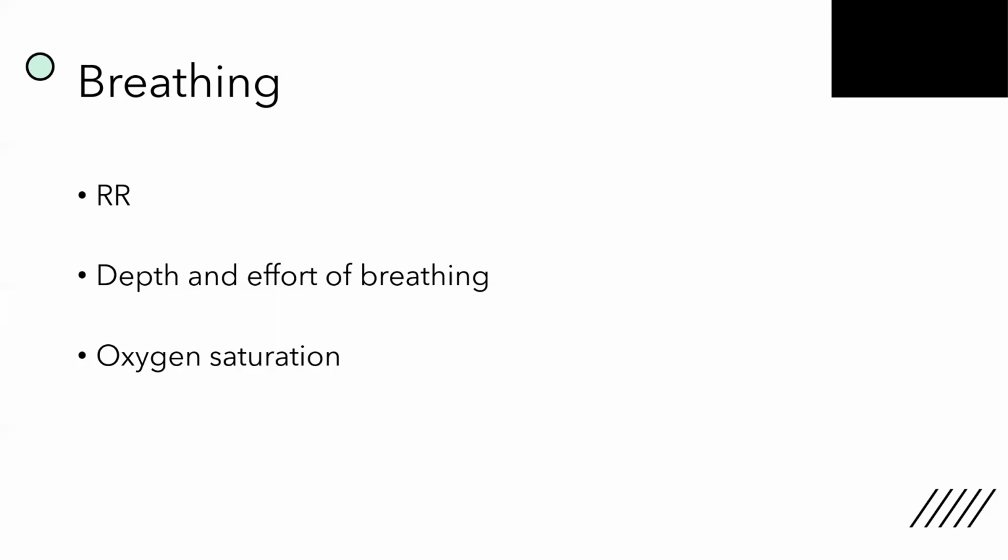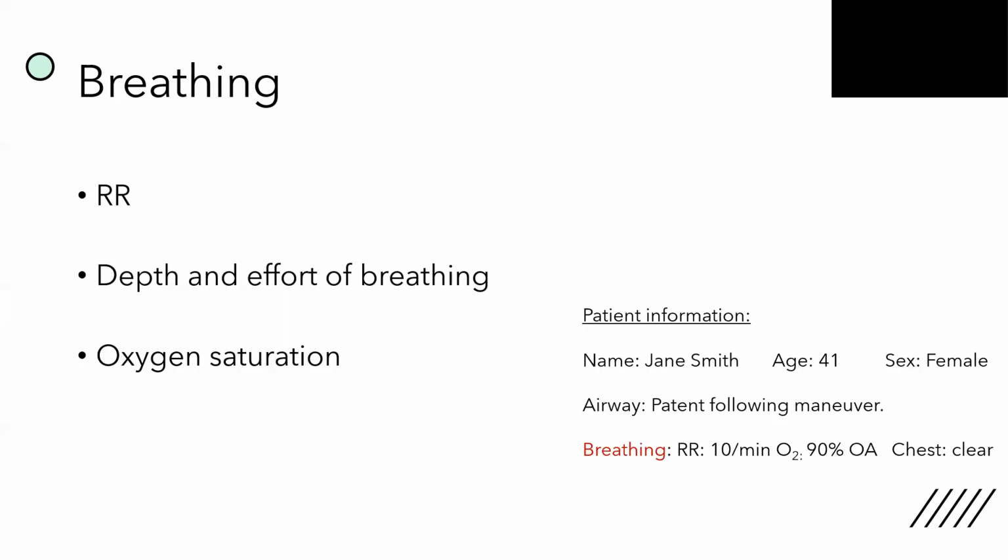And next, we can percuss and auscultate. So in our percussion, we need to look out for things like hyperresonance, or in our auscultation, if there is any dullness at all. Next, we would use the oximeter to check for oxygen saturations. So for our patient, the respiratory rate is 10 breaths per minute, and saturations are 90% on air, and the chest is clear. So can you just think of what you need to do now?